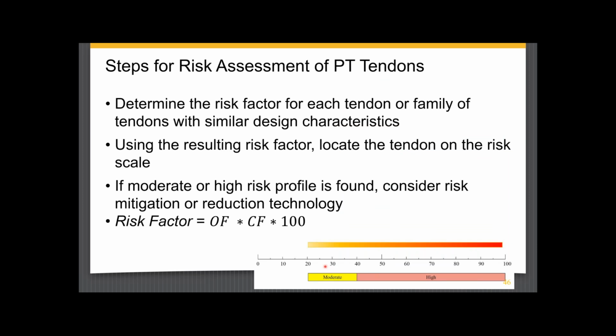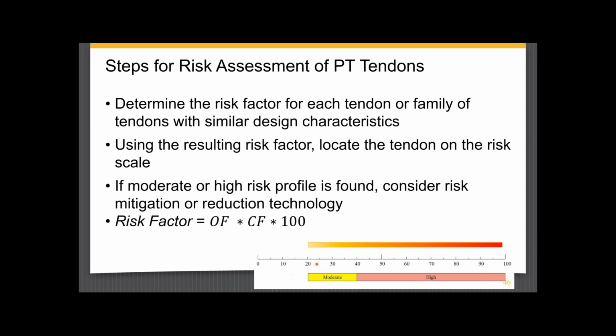Okay, so the steps are: we determine the risk factor for each tendon or family of tendons if they have similar design characteristics. Locate the tendon on the risk scale and moderate. If a moderate or high risk profile is found, consider risk mitigation or reduction technology.